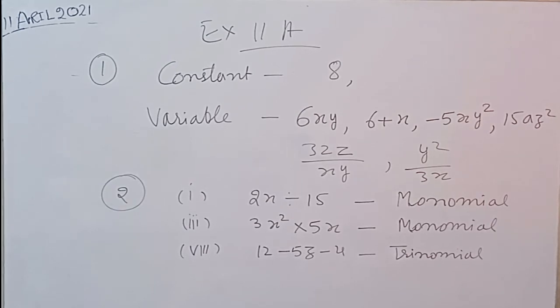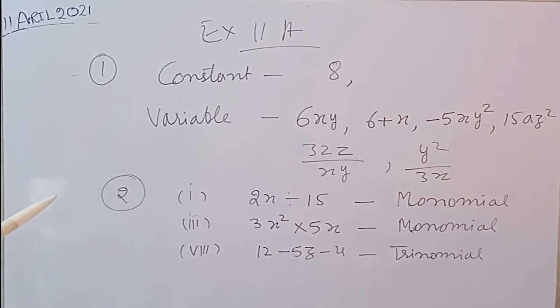Now question number 2, we have to define monomial, binomial or trinomial in the following expressions. So first I am taking 2x divided by 15, that is a monomial. Children, why is this a monomial? Because I have already told you that whenever we have the plus or minus sign, that will make the monomial, binomial, trinomial.